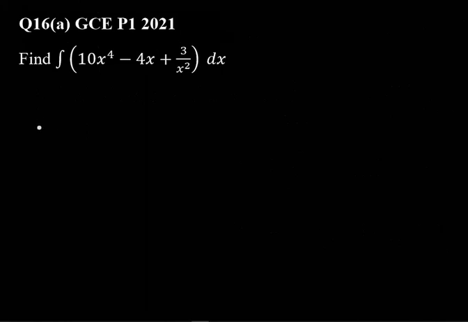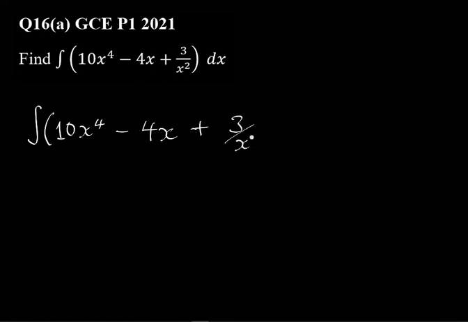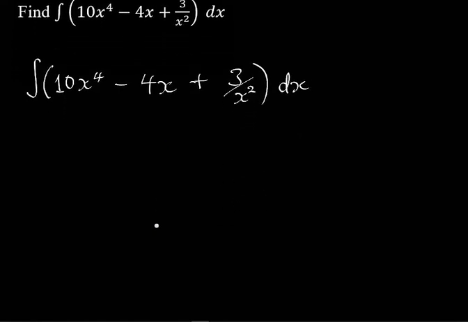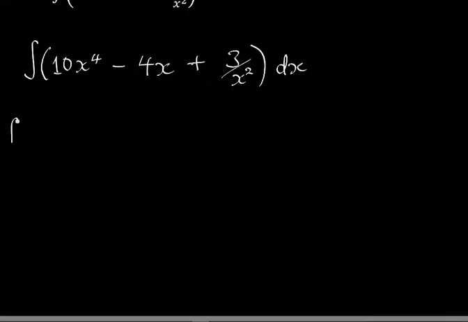We have another question. Please pause the video and try this question on your own, then try to see how we work it out. Hope you're back. So we're going to do the same thing as we just did for the others. So we have 4x plus 3 over x squared, and we're integrating this with respect to x. Now let's work this question out.